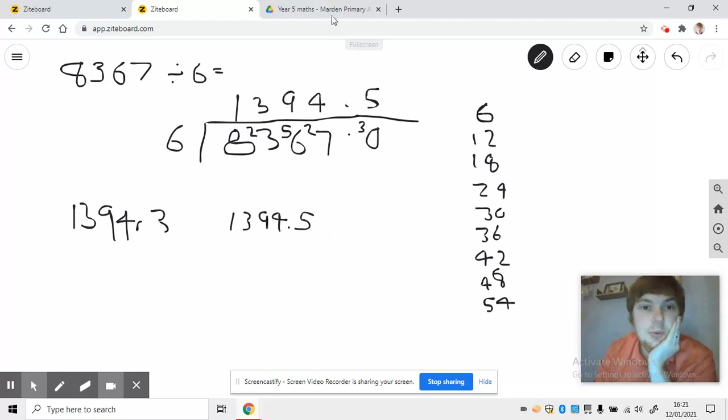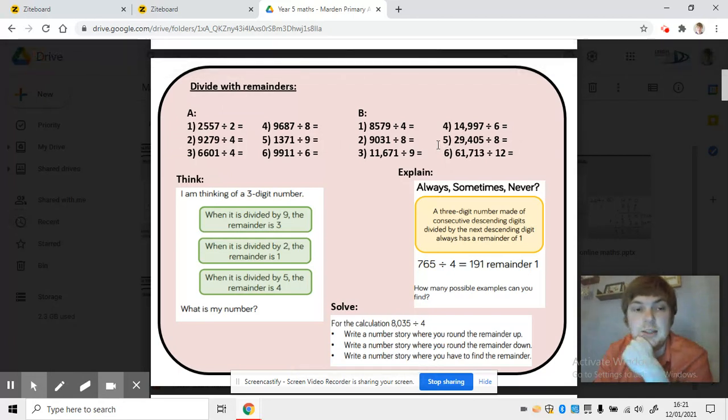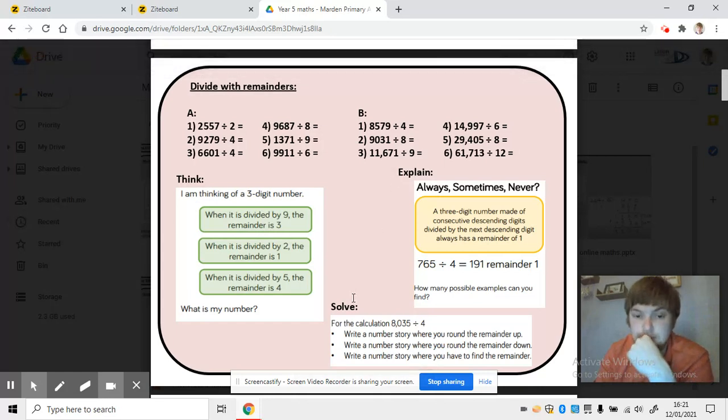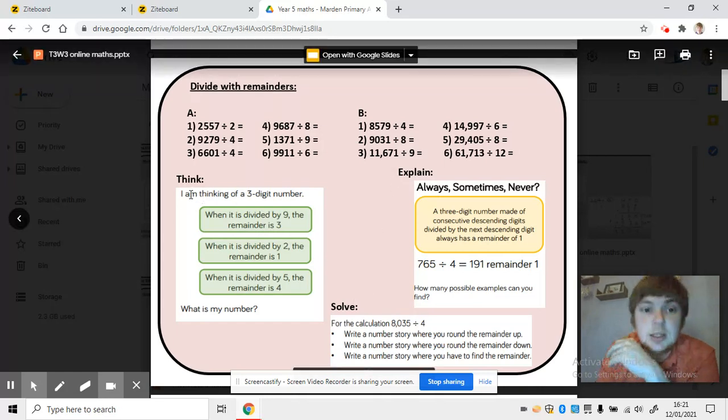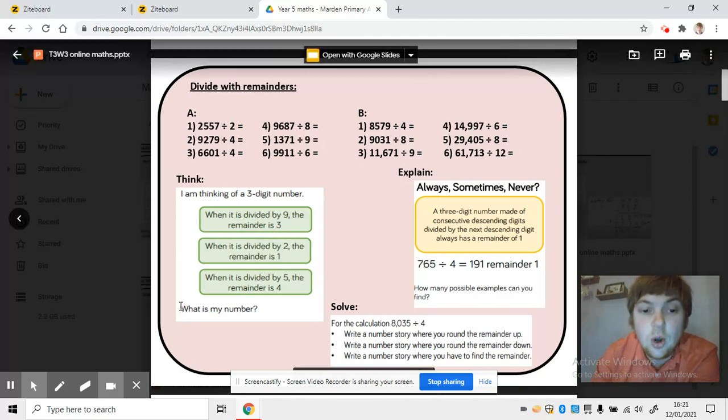So once you're happy with this, you've obviously got your choice between the questions on A and B, and you know all of these are going to have remainders, you know the steps to take, you know how you can show your answer, and then you'll think, you'll explain, and you'll solve. On your think, there is a 3-digit number that when it is divided by 9, the remainder is 3. When it is divided by 2, the remainder is 1, and when it is divided by 5, the remainder is 4. What is my number?